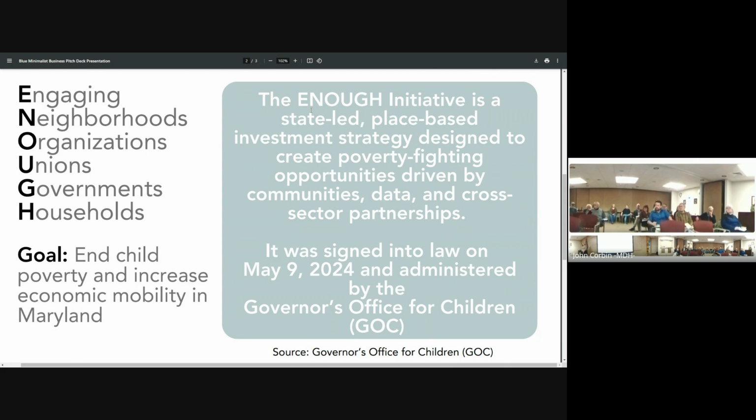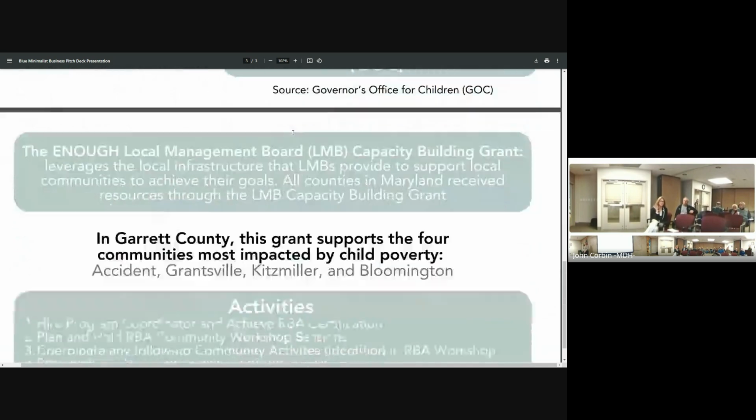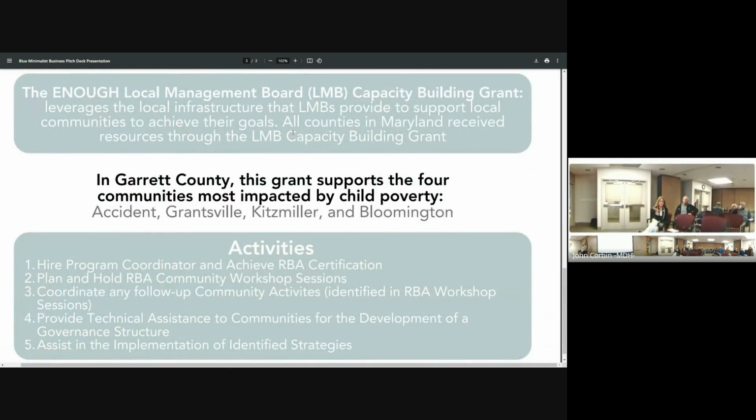We're going to do it next slide, John. The communities that this grant is focused on are Accident, Grantsville, Kitzmiller, and Bloomington. And so we're not going to tell people in Accident what they need. They're going to tell us. So that's the caveat behind going into the community, making sure we have ample opportunity for people to have the training, to sit down with us and develop these action plans that will hopefully be able to be measured so that we can see how we're collectively adding to this ultimate population health goal.